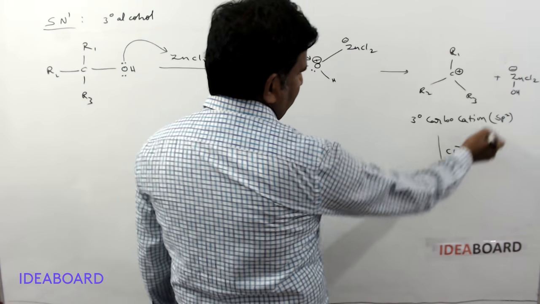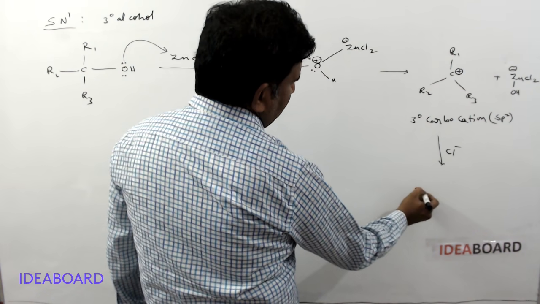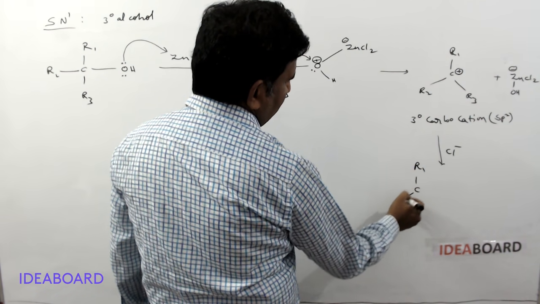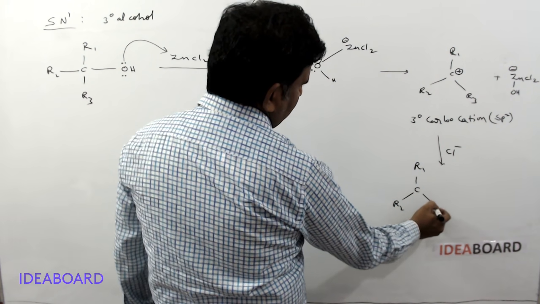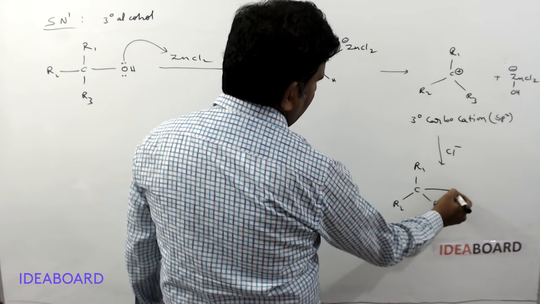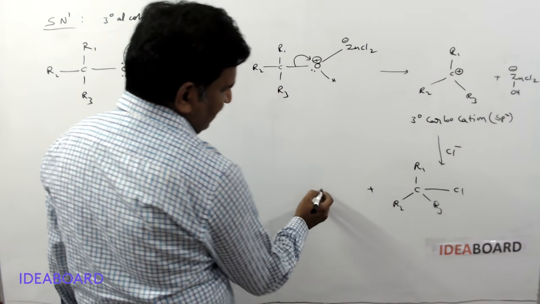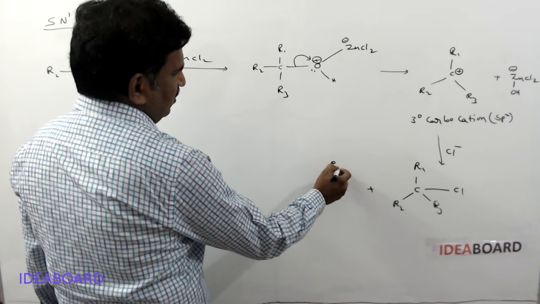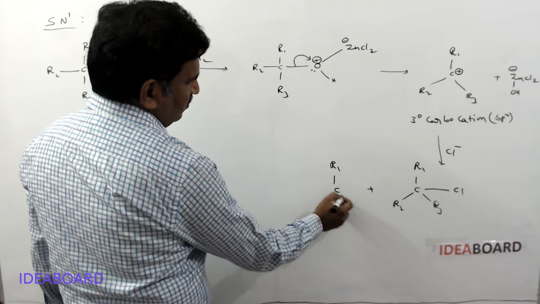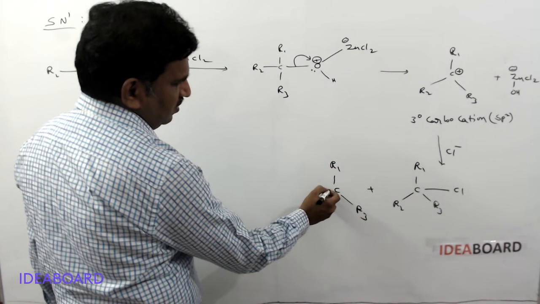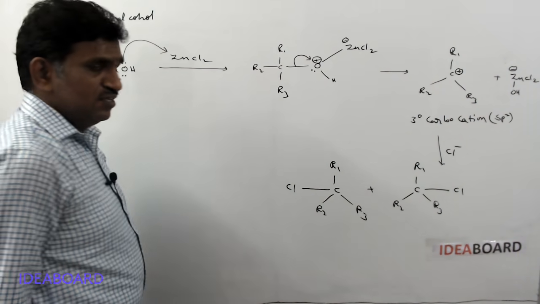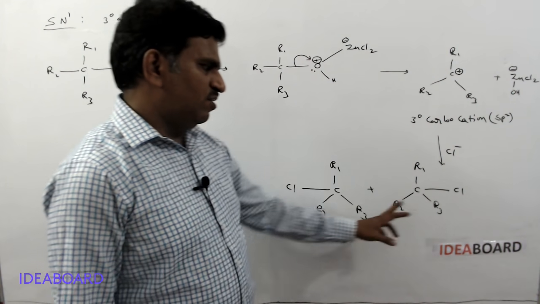Then if it is attacking from the front side, you will get a compound like R1, R2, R3 and here Cl is formed. Or if it is attacking from the back side, you will get R1, R2, R3 and here Cl attacking. So we are getting two compounds.